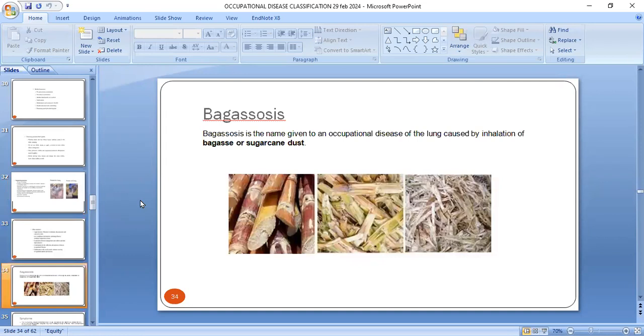Coming towards the bagasosis. Bagasosis is the name given to the occupational disease of the lung caused by inhalation of the bagasse or the sugarcane dust.